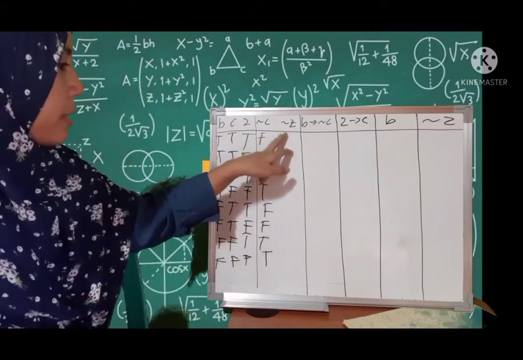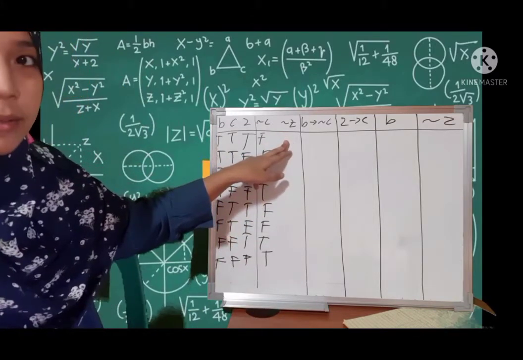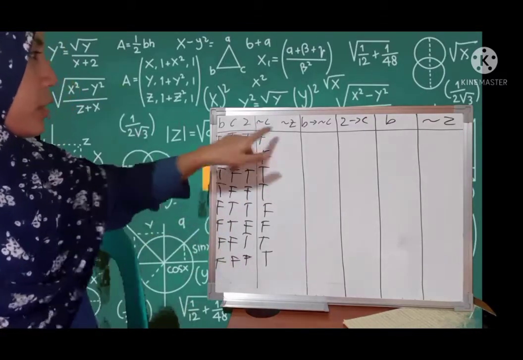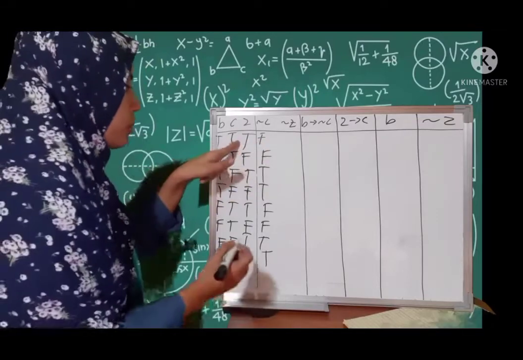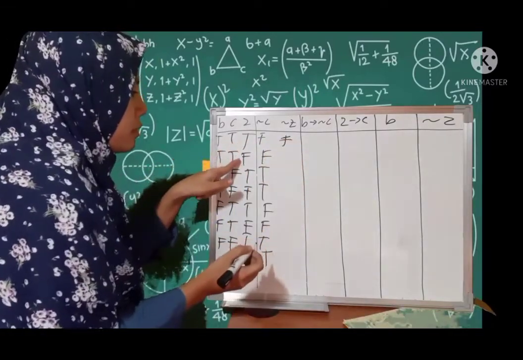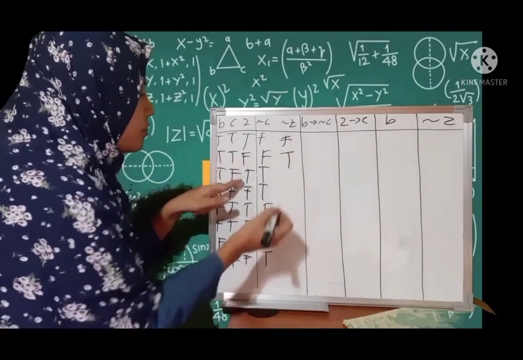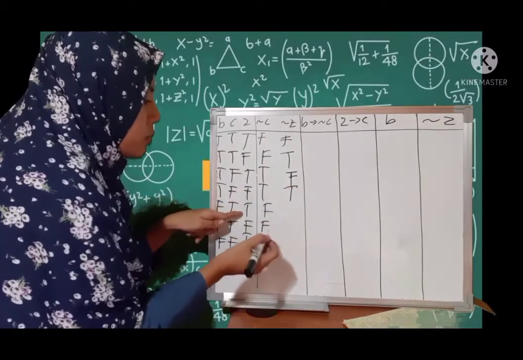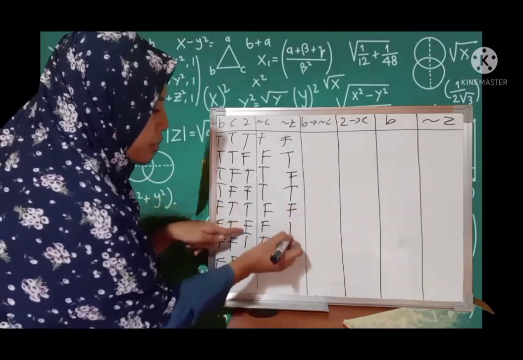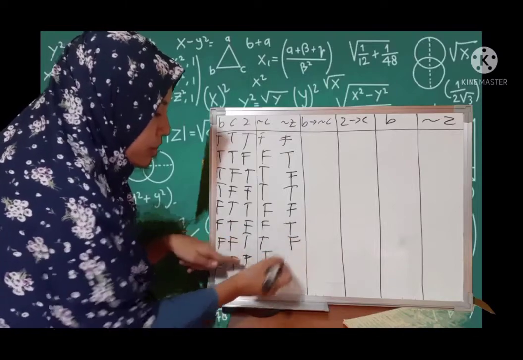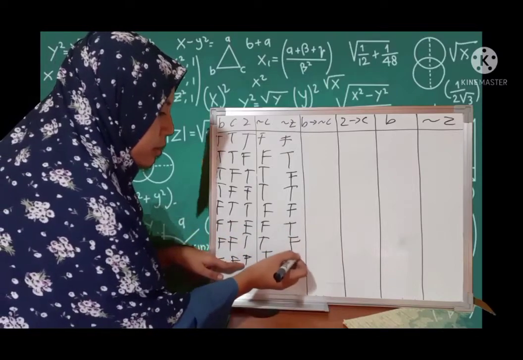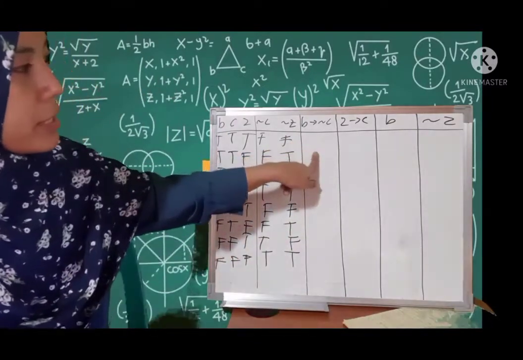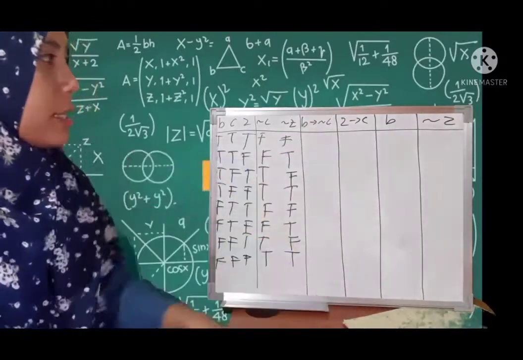So, sa Z naman, ganun din ang gagawin natin, like the letter negation C. So, sa negation Z, ganun din. True, then false. False, true. True, false. False, true. True, false. False, true. True, false. Then last, false, true. So now, let's proceed to the first premise, second premise, third premise, and the last premise.